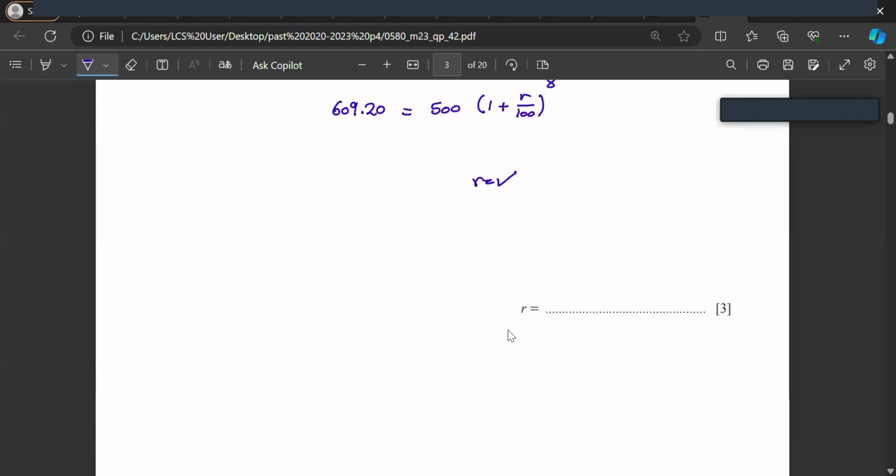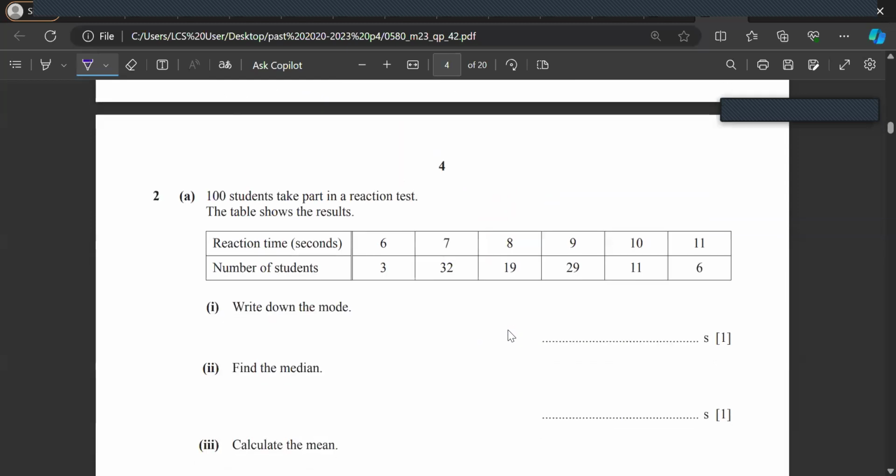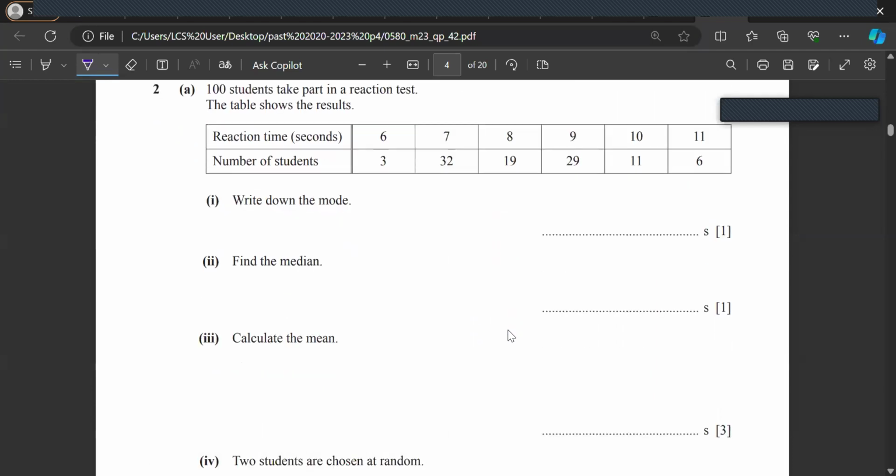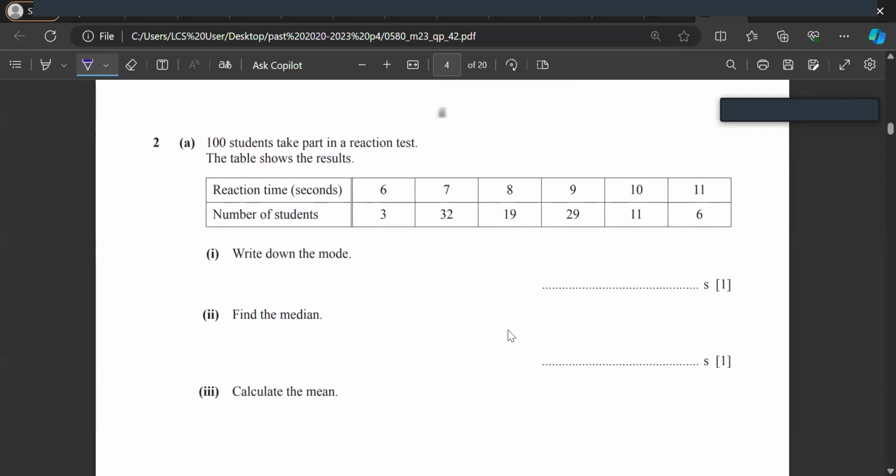Okay, in this question also I will do it one time, then we can skip this question. If it is given a table of frequency like this, write down the mode. How to get the mode? The mode is the most repeated reaction time. So what is the highest frequency here? 32. So what will be the mode? I will never write 32, I will write 7.